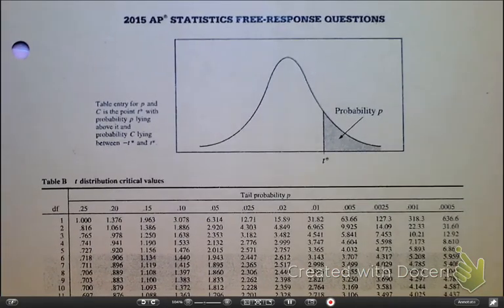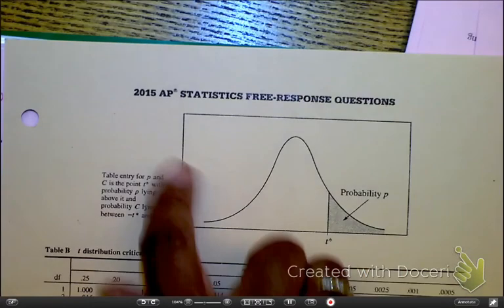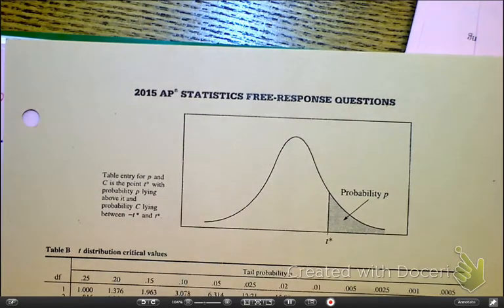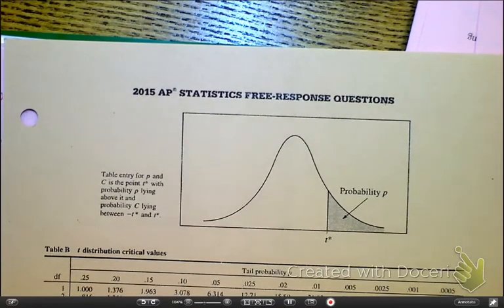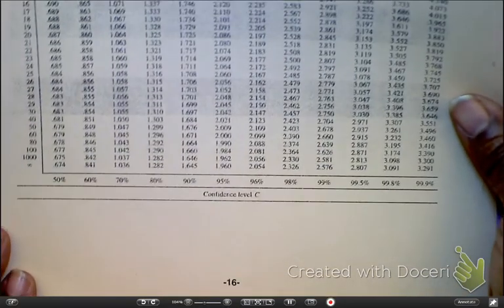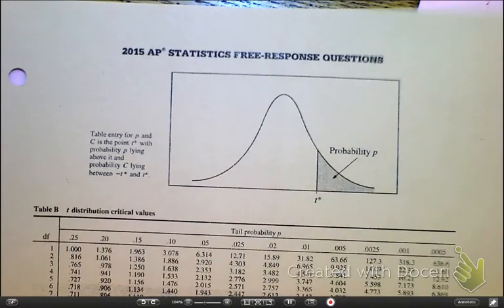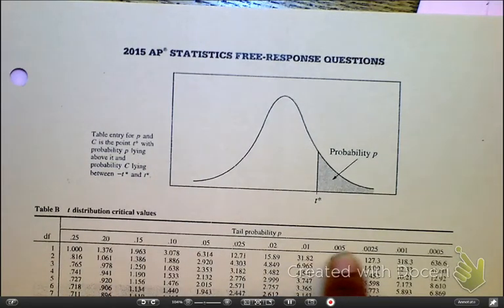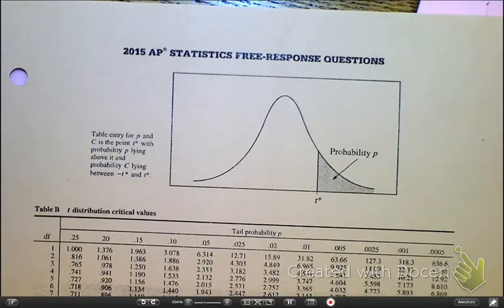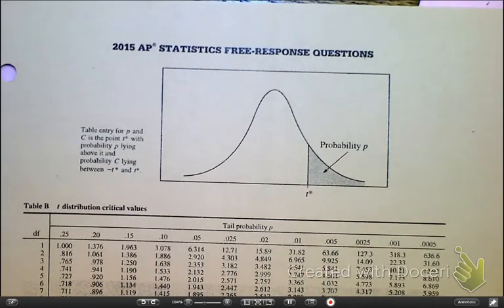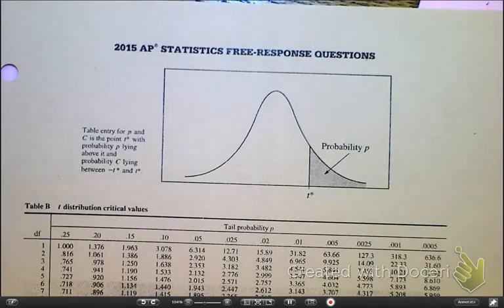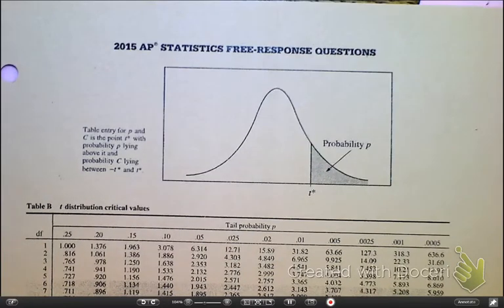Okay, so first of all, we're looking at the 2015 AP Free Response question chart that was given on the AP test. At the bottom it says page 16. There we go. Please notice something. Here are all your probabilities. Your probabilities are all up here. Now I'm going to highlight mine, but you cannot highlight yours. Matter of fact, let me pause.